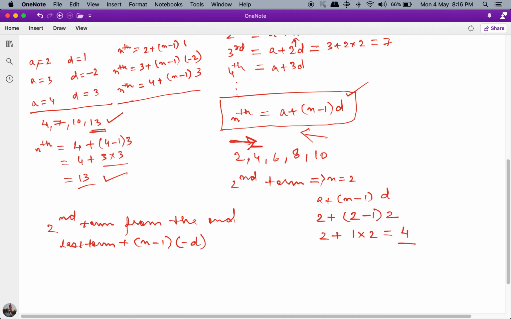Because when you were going in this direction you were adding the common difference. Now when you are coming in this direction you have to subtract the common difference. So the formula for the nth term from the end is actually L plus n minus 1 into minus of D, and that will be L minus n minus 1 into D. So that is the nth term from the beginning and the nth term from the end.